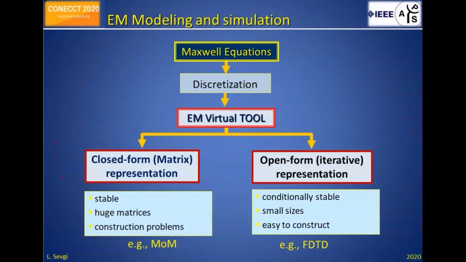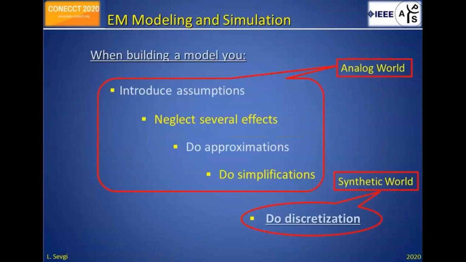And most of the numerical models are either in closed form, matrix representations, or in open form, iterative representations. Closed form solutions, such as method of moments, are stable, but they need huge matrices, and construction may be a problem. Open form solutions are conditionally stable, small size, and easy to construct.